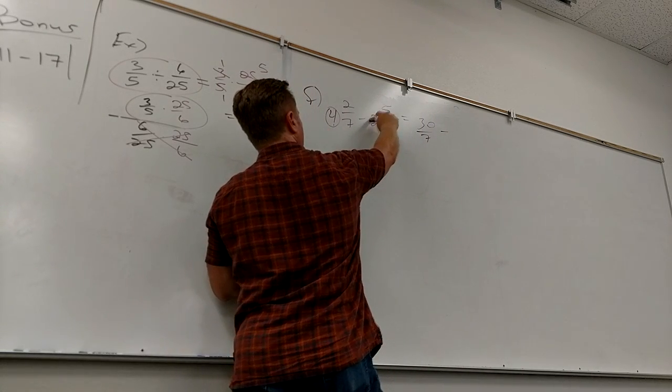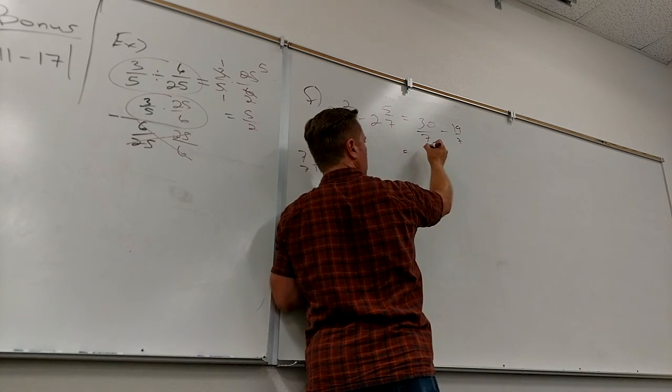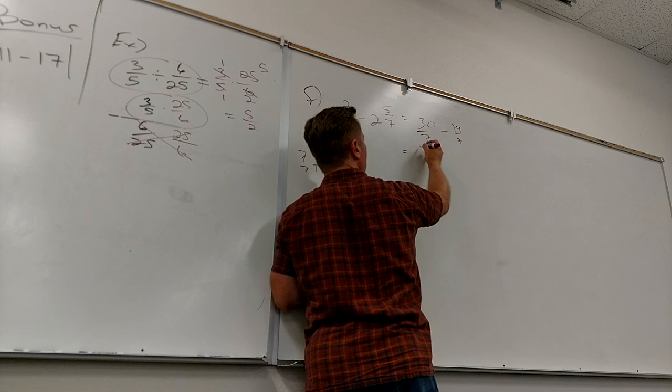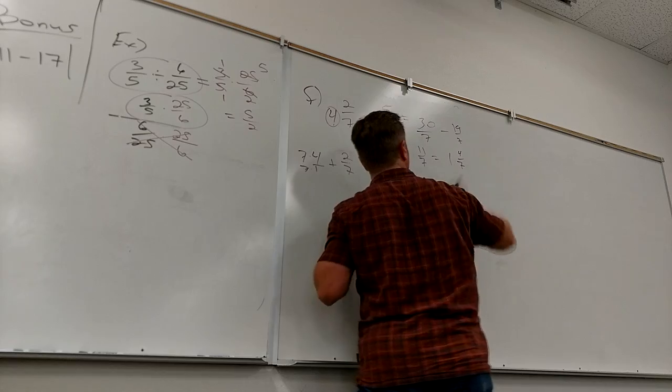minus 19 over 7 is 11/7, which is 1 and 4/7.